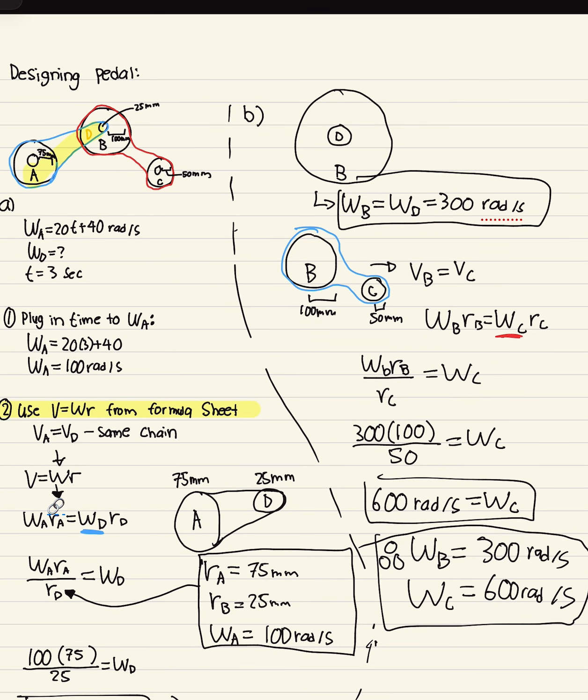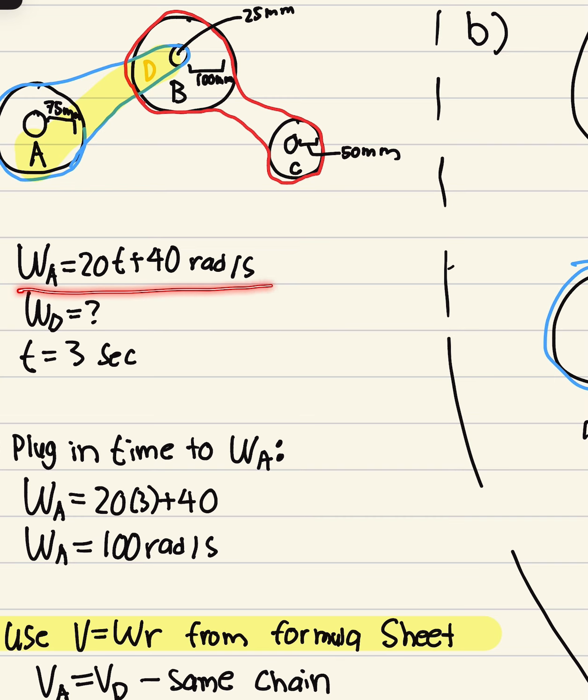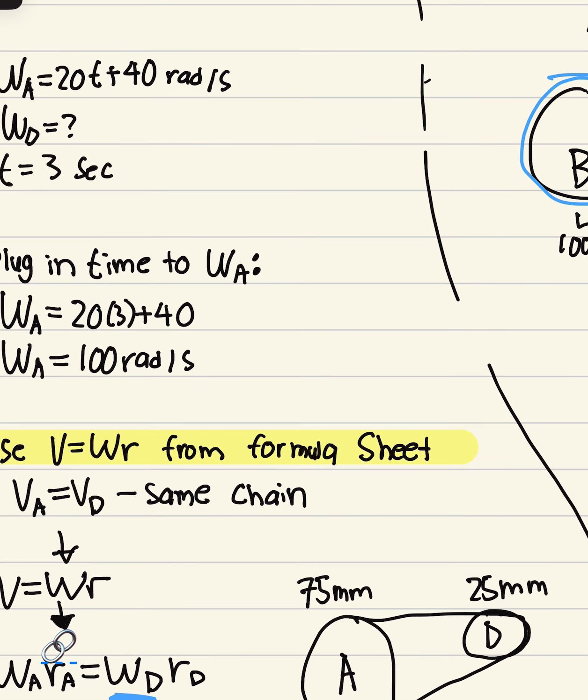So we have to find the angular velocity of different sprockets in this pedal design. We were given an equation for angular velocity A and then a time value. So we're going to plug t equals 3 seconds into the angular velocity equation, which gives us an angular velocity of A equal to 100 radians per second.